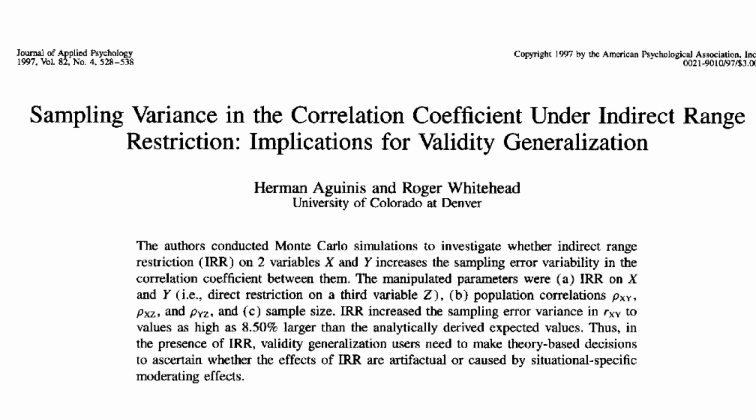Today we're going to be talking about something called indirect range restriction, or IRR for short. It's one of those sneaky statistical things that can really mess up research. Yeah, I've heard of that. It can lead to some pretty misleading conclusions if you're not careful. For sure. It's like you're only seeing part of the picture.